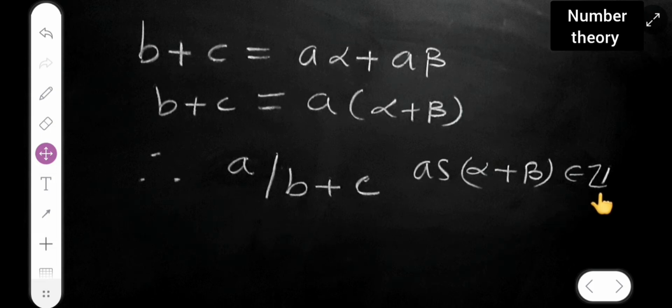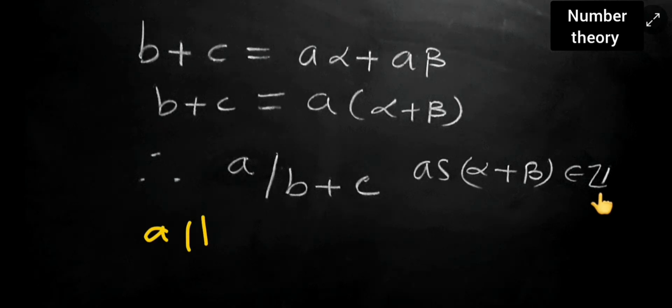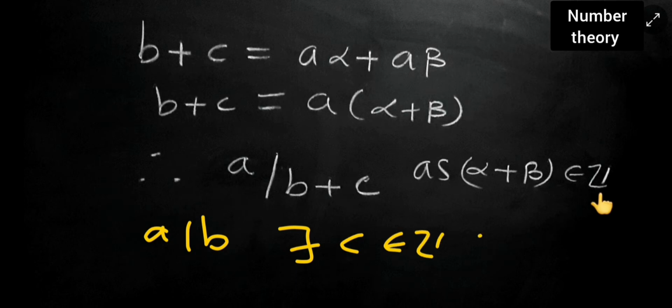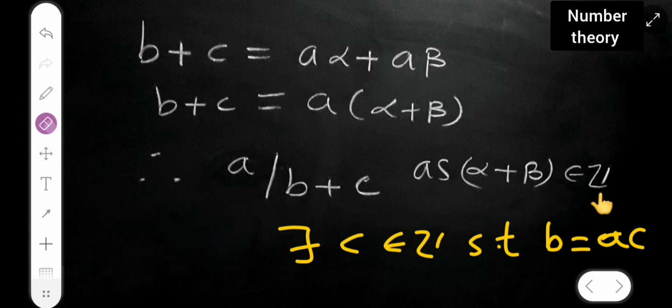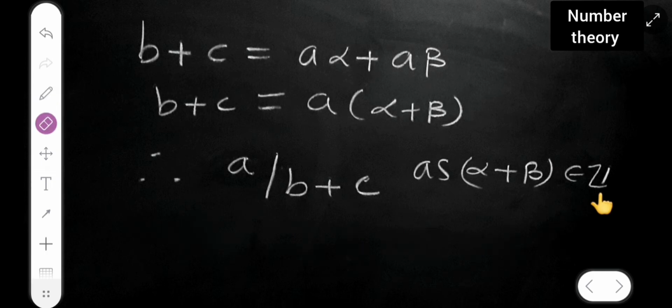So I hope you all already know that a divides b if there exists c belonging to integers, or any element belonging to integers, such that b is equal to ac. So in this format, right? So here the definition of divisibility is very important. Okay. So that's what I have done over here.